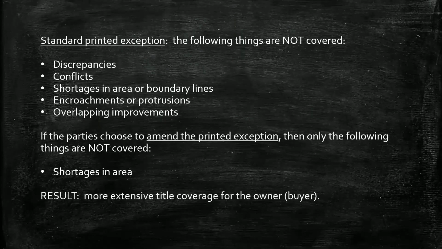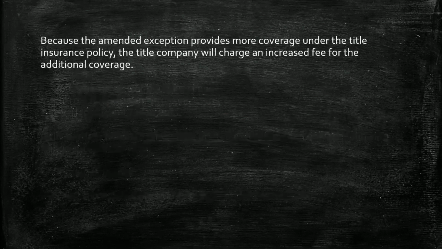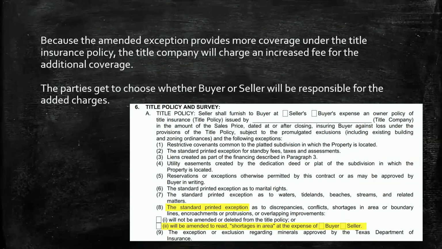So as a result of this, the buyer is going to get more extensive title coverage if we choose to amend that exception. And because the amended exception is going to provide more title policy coverage for the buyer, the title insurance company is going to charge an increased fee for that additional coverage. And in that case, that is where the parties get to choose who is going to pay the additional charges, either the buyer or the seller.